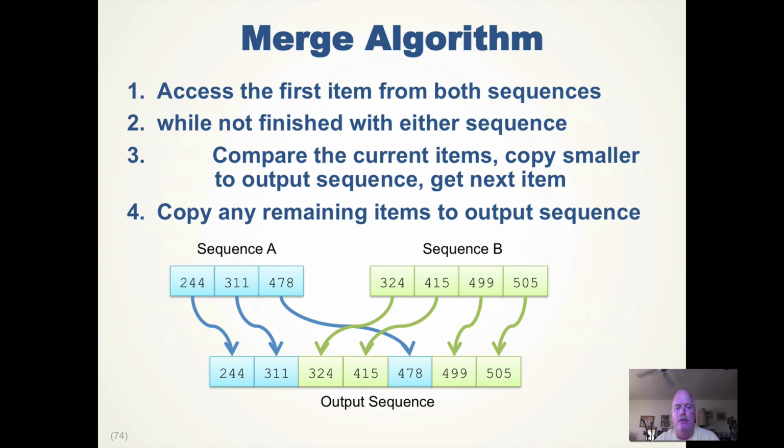into the output sequence. So in the case of sequence A and B, we compare 244 to 324, use the 244, increment the counter, so then we consider 311 and 324, insert the 311, then compare 478 to 324, choose the 324, increment sequence B's index, and 478 versus 415, use 415, then use 478. We have completed sequence A, and so now we just copy the rest of sequence B into the output, and it is sorted because sequence A is sorted, sequence B is sorted, so the output is sorted.